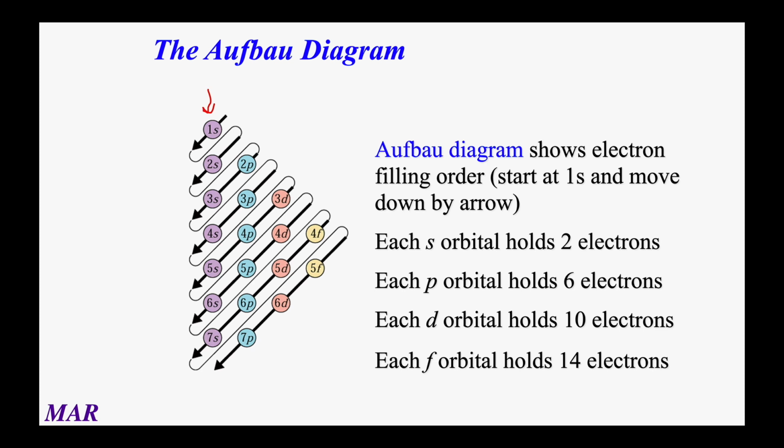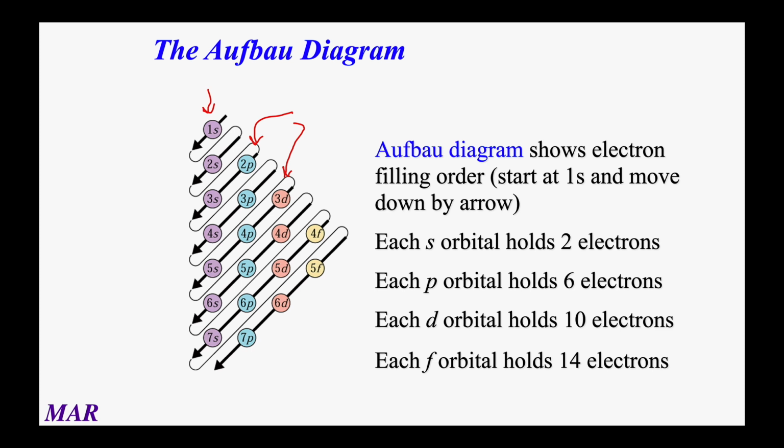You go as far as you want. Then you go down and write one where you start with the 2p, and you go 2p, 3p, 4p, 5p, etc. Then you move down one and go to the D's: 3D, 4D, 5D, 6D. Move down one to go F, etc., etc., etc.